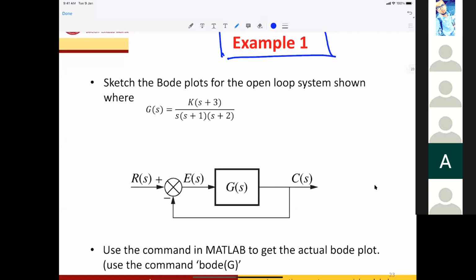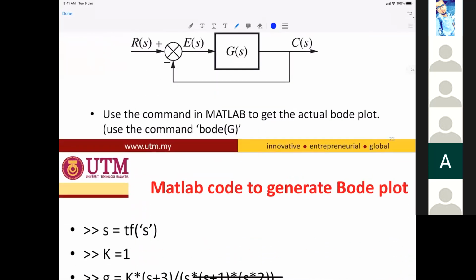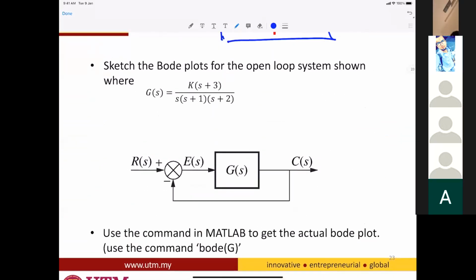Example 1, please. Sketch the Bode plots for the open loop system shown where G(s) equals K(s+3) over s(s+1)(s+2). Use the command in MATLAB to get the actual Bode plot using the command bode(G). Command, bode(G). Right, so how to plot?